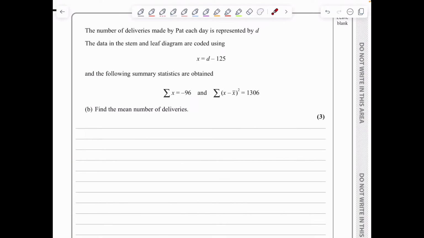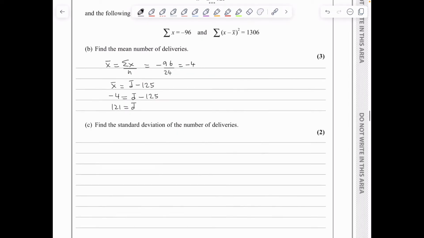The number of deliveries is represented by D, and the data in the stem and leaf diagram has been coded according to X is D minus 125. These are the summary statistics for X, and we need to find the mean number of deliveries. Well, the mean of x is sigma x over n, which in our case is minus 96 over 24, which is negative 4. We know that x bar will be d bar minus 125, so minus 4 is d bar minus 125, which makes d bar to be 121.